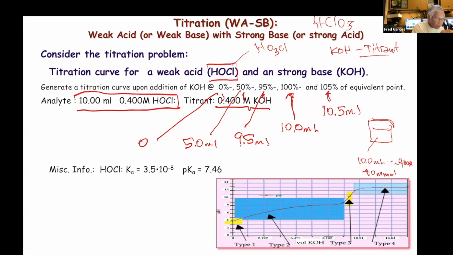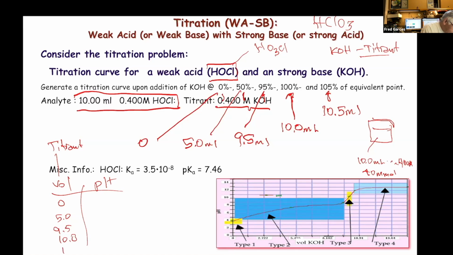So this problem, it's not so difficult, because then I would need to know the pH. This is the volume right here, and I would generate a pH here, and this would be the volume of titrant. That's not the volume of the solution though. Okay, the volume of the solution will vary, but the volume of titrant will be 0, 5.0, 9.5, 10.0, and 10.5. Each time you're adding it to 10 milliliters. So 0 plus 10 is 10. 5 plus 10 is 15.